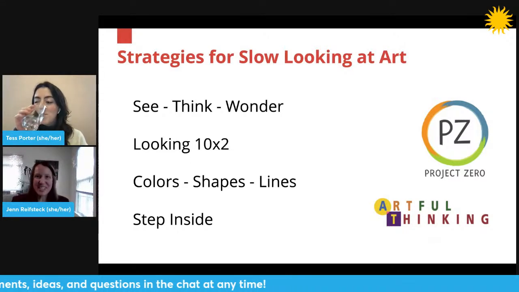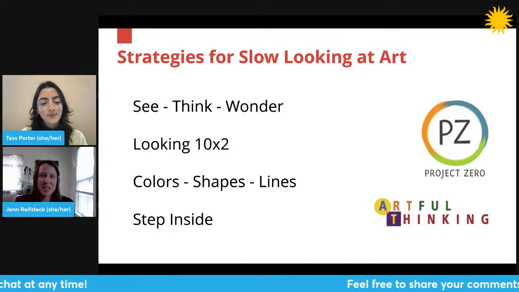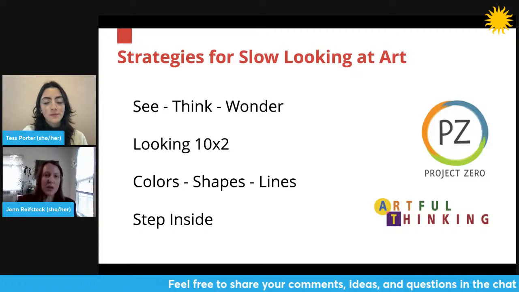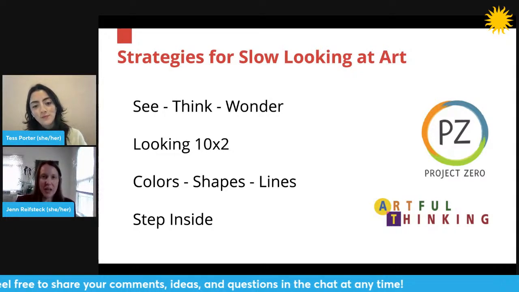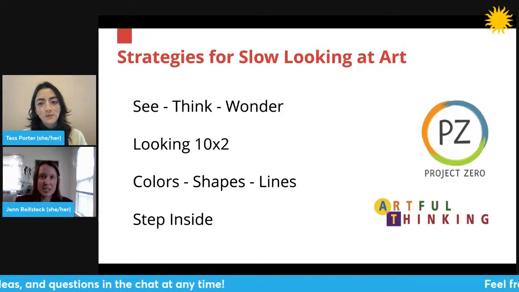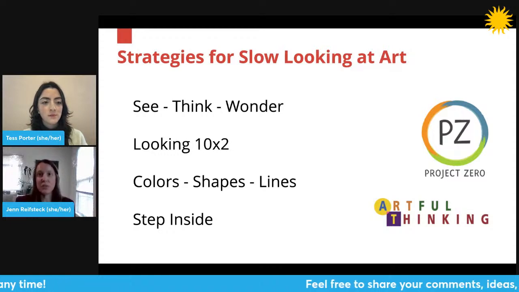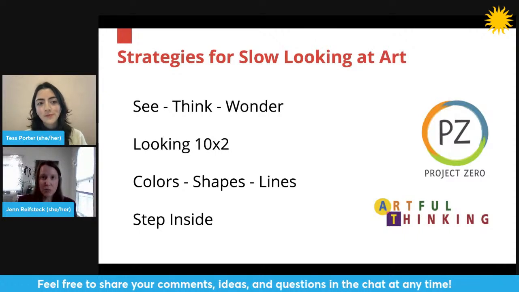We love Project Zero at the National Museum of Asian Art, and I selected a couple examples here that, if you're new to Project Zero, are great to get you up and started. And the great thing about Project Zero thinking routines is that they scaffold the learning, they scaffold the looking and the questions. And they can be used in combination with each other.